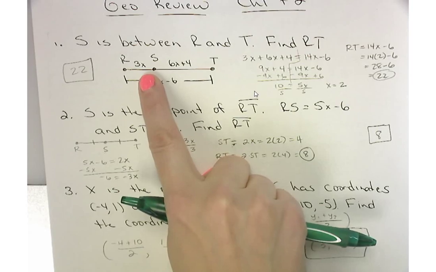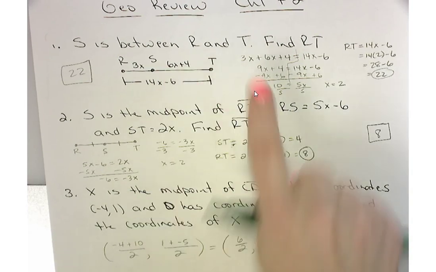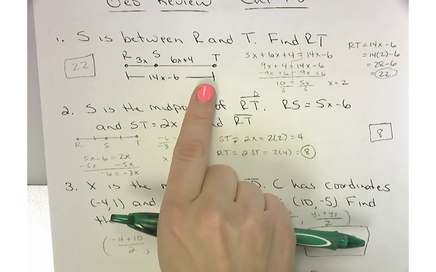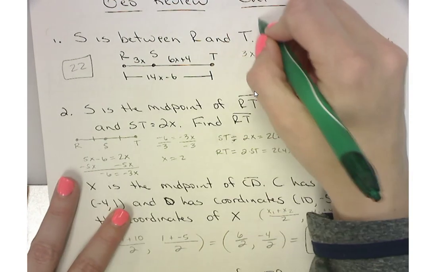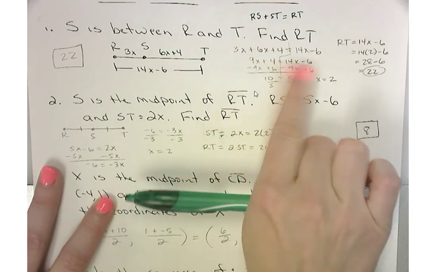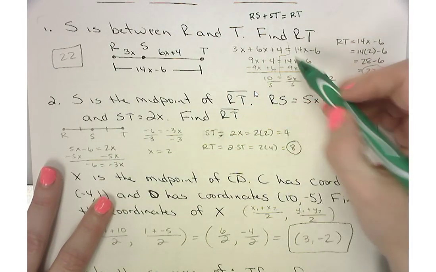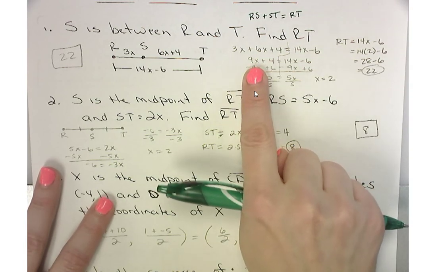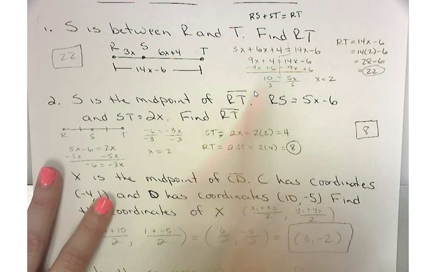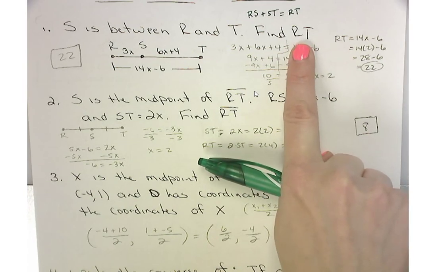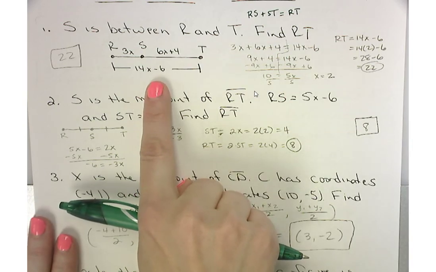So with 3x and 6x plus 4, we're going to add them together and then set it equal to the entire segment, which is RT. Okay, so what we're using is RS plus ST equals RT, and that's what I have set up here. I made my line like this. So when you're on the same side, you add like terms. When you move terms over to the other side, that's when you're going to do the opposite. Okay, you will end up with x equals 2, but it's asking you to find RT. So you're going to plug that back into the 14x minus 6 to get 22.